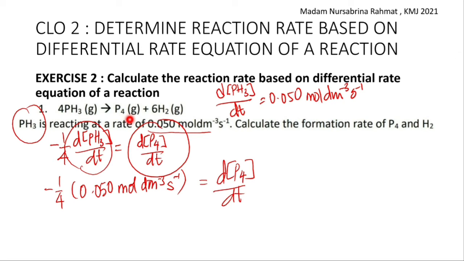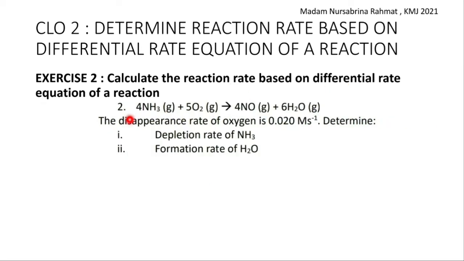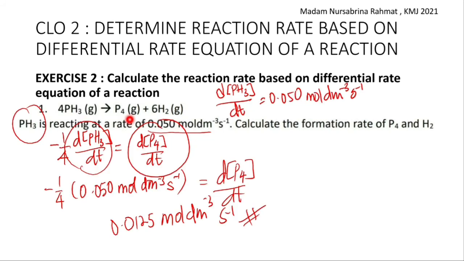Okay, so you should get your answer equals to 0.0125 mol dm⁻³ s⁻¹. So this is the rate of reaction for P4. Okay, so what about for hydrogen?